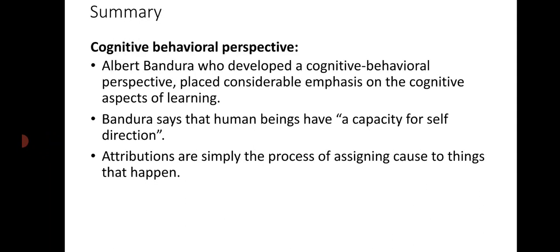And attribution style. Attribution style is a characteristic way in which we attribute causes, the typical way in which we attribute causes either to internal factors or external factors. And attributions are made for both kinds of events, for good events also, for bad events also. So, to conclude, attribution styles will definitely have a lasting impact on one's behavior.